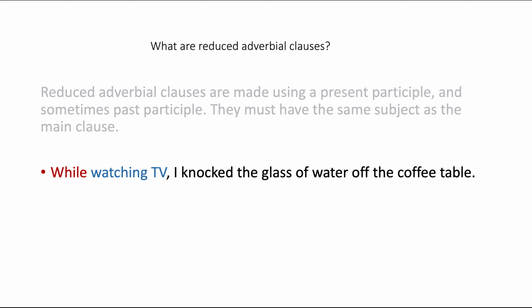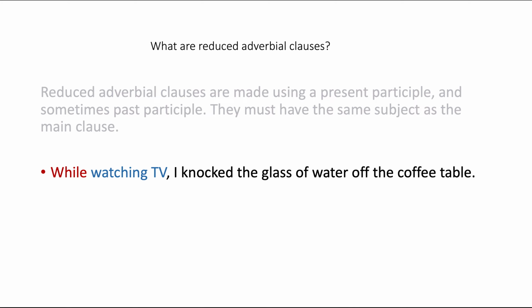Here is one example of a reduced adverbial clause. While watching TV, I knocked a glass of water off the coffee table. Now, the first thing that you notice is that in the first clause, or the dependent or adverbial clause, we do not have a subject and we do not have a finite verb. And that is how reduced clauses are made.